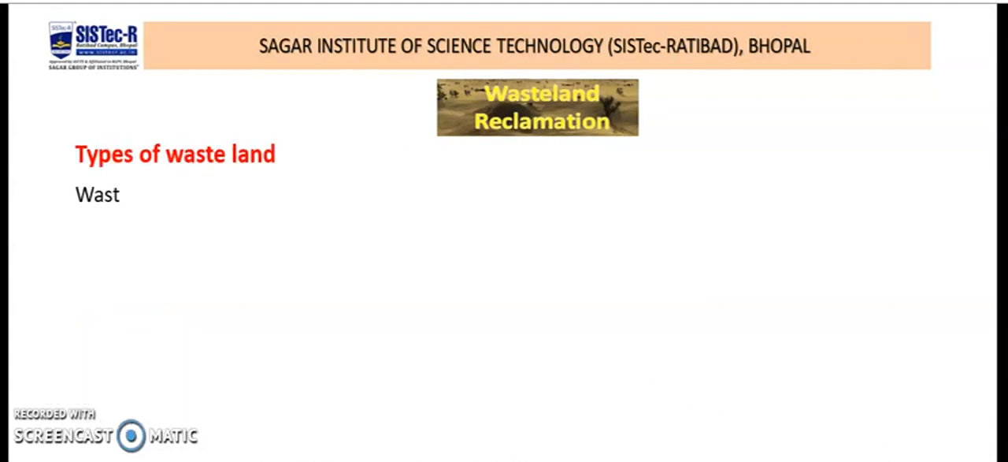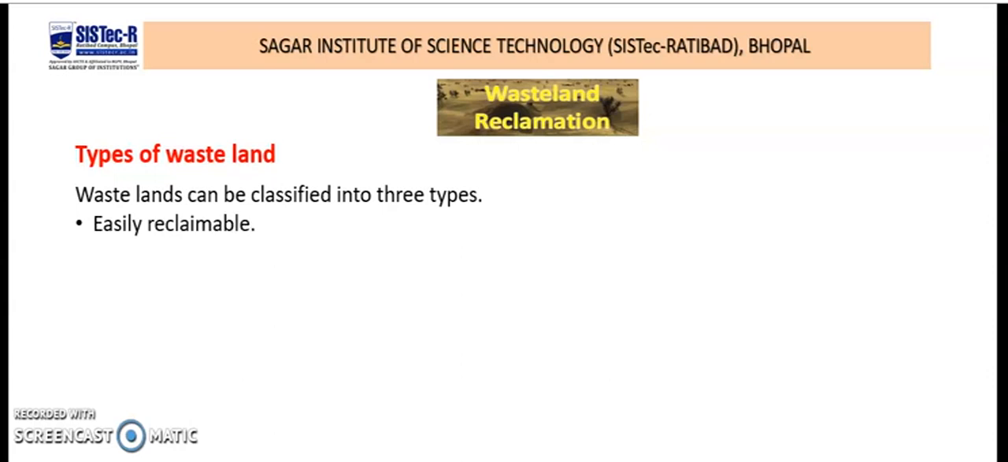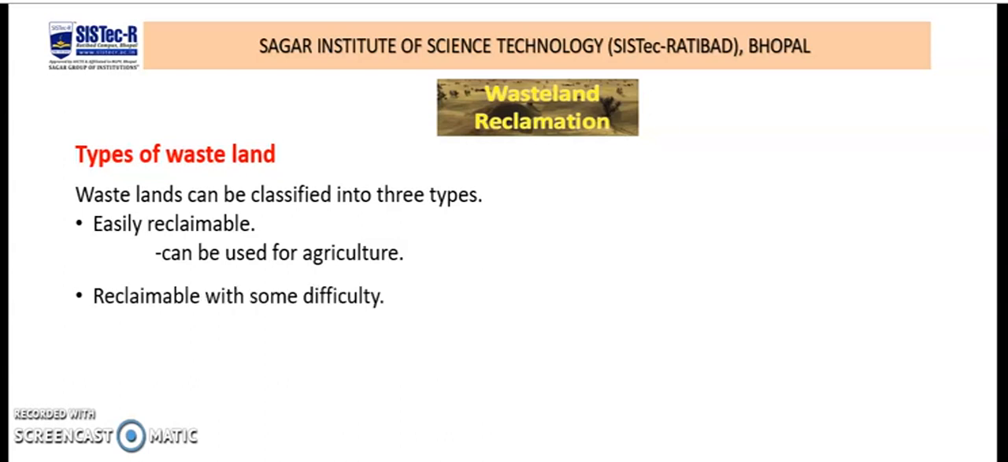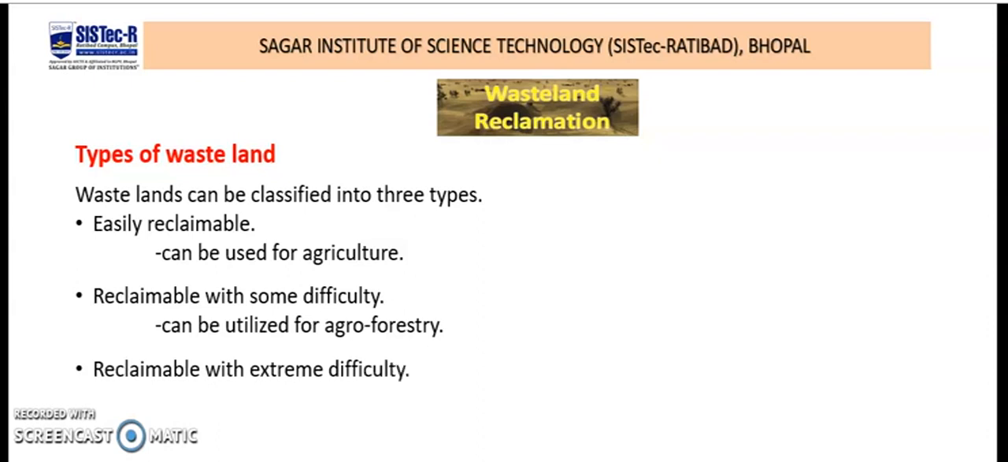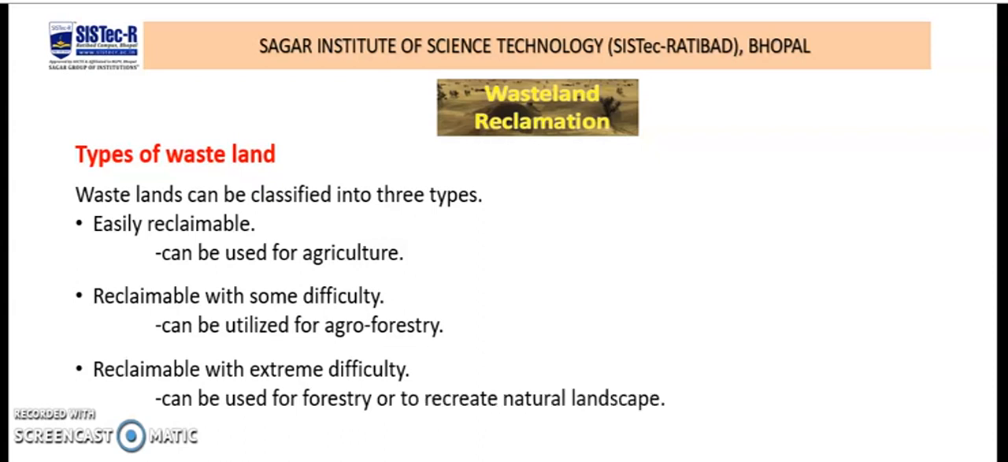Types of wasteland. Wastelands can be classified into 3 types. Easily reclaimable, can be used for agriculture. Reclaimable with some difficulty, can be utilized for agroforestry. Reclaimable with extreme difficulty, it can be used for forestry or to recreate natural landscape.